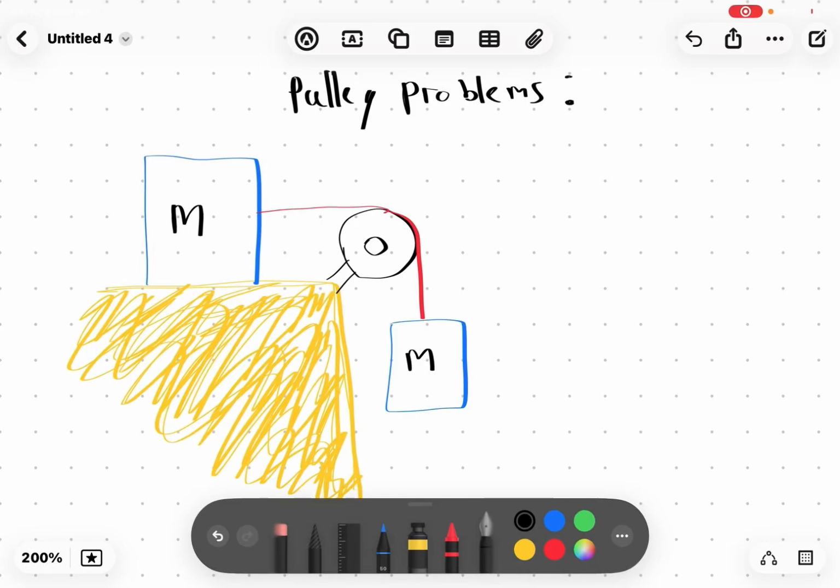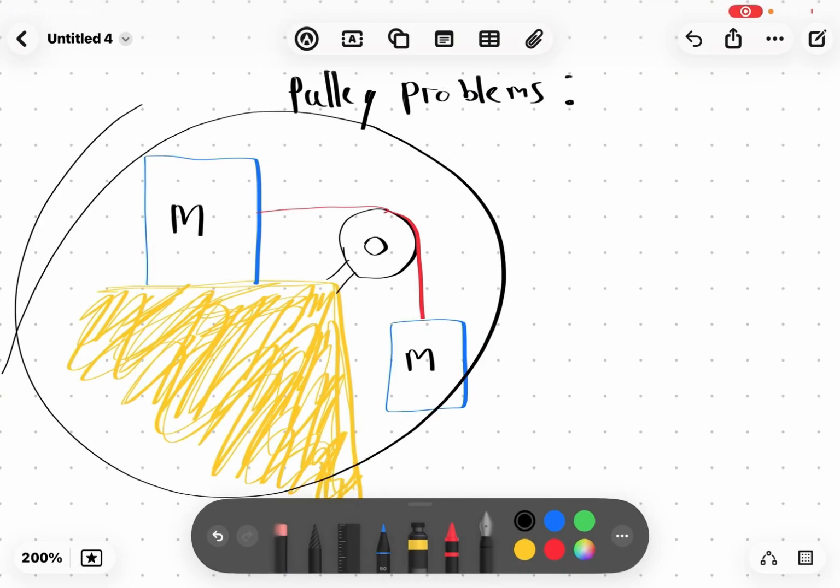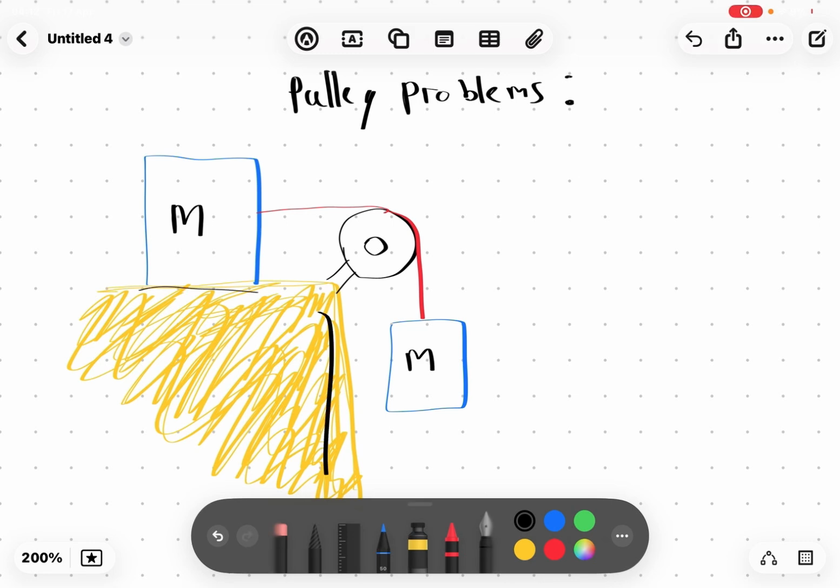Hello, today I want to talk about pulley problems. Let's say we have this type of setup where on the surface there is a big M and a small m, that's what we're going to call them right now. They're connected via a pulley with a configuration as shown. This is the type of pulley system.